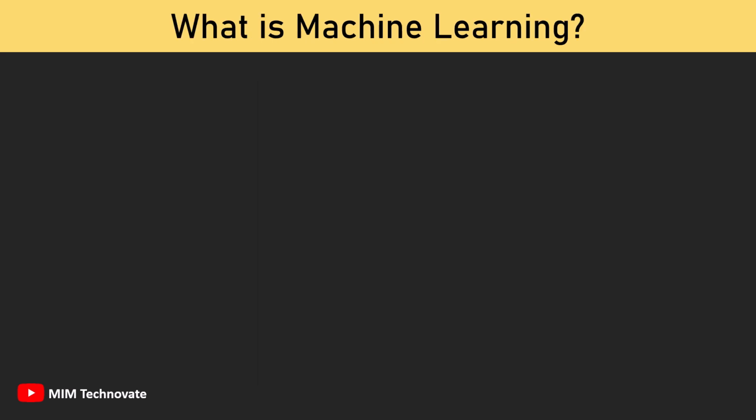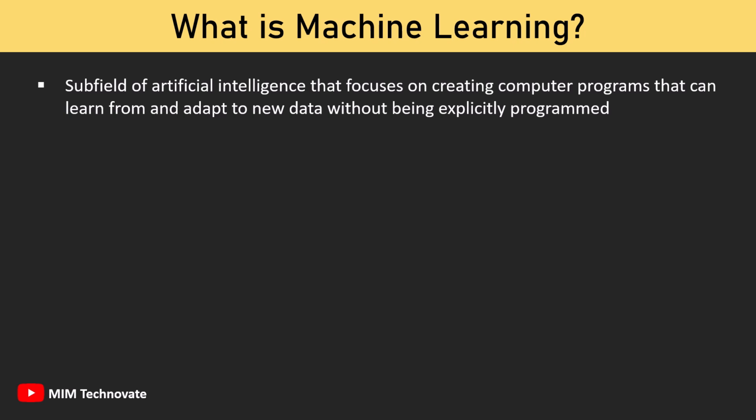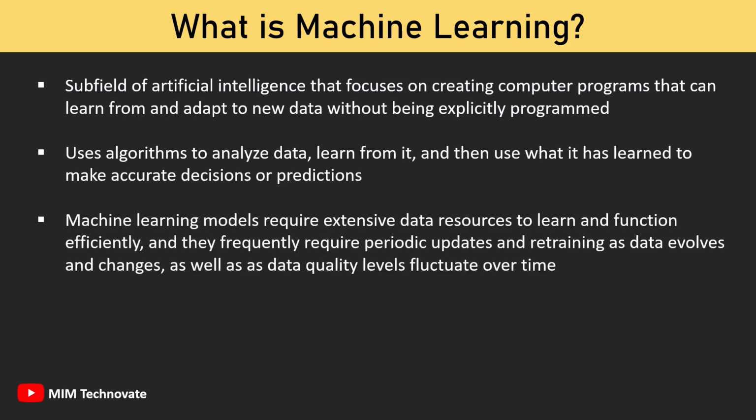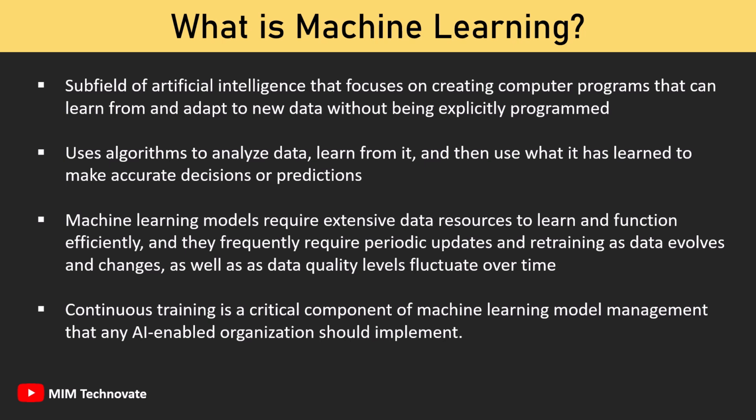What is machine learning? Machine learning is a subfield of artificial intelligence that focuses on creating computer programs that can learn from and adapt to new data without being explicitly programmed. It uses algorithms to analyze data, learn from it, and then use what it has learned to make accurate decisions or predictions. Machine learning models require extensive data resources to learn and function efficiently, and they frequently require periodic updates and retraining as data evolves and changes, as well as data quality levels fluctuate over time. Continuous training is a critical component of machine learning model management that any AI-enabled organization should implement.